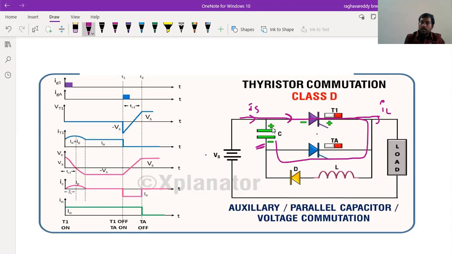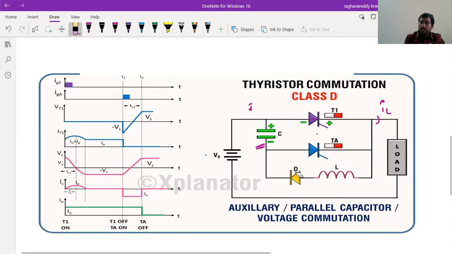So here the capacitor is charged, and this current also flows through this path, so that we are discussing the thyristor 1 current. Thyristor 1 current is the sum of the supply current plus the capacitor current. So this is the output current plus this current.